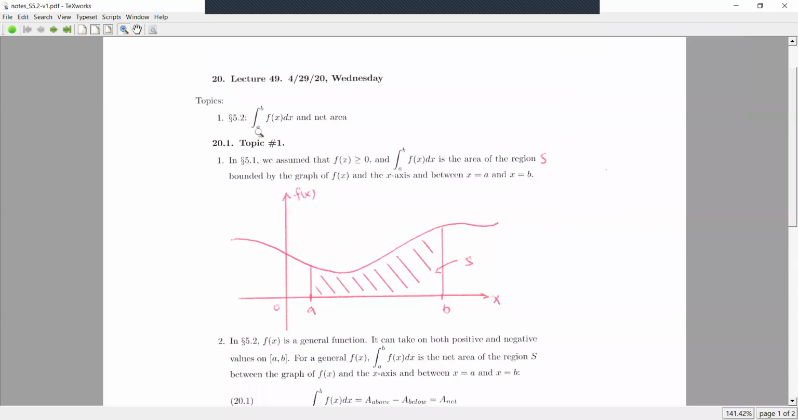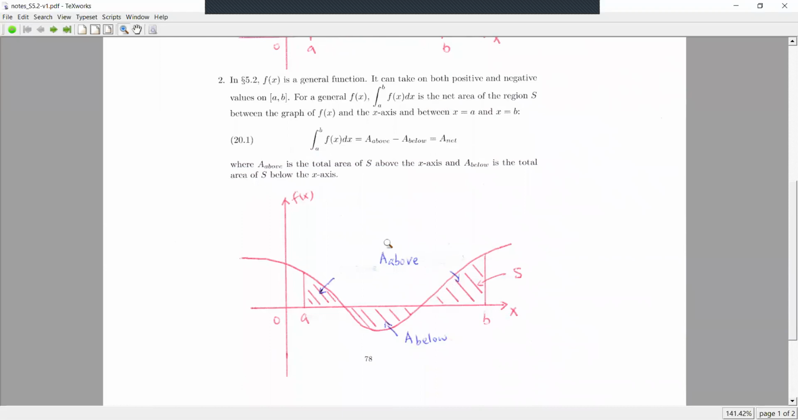Section 5.2, integral and net area. In section 5.1, all the functions are assumed to be non-negative. For a non-negative function, its graph lies above the x-axis, and the integral of a non-negative function from a to b is the area of the region under the graph of the function, above the x-axis and between a and b.